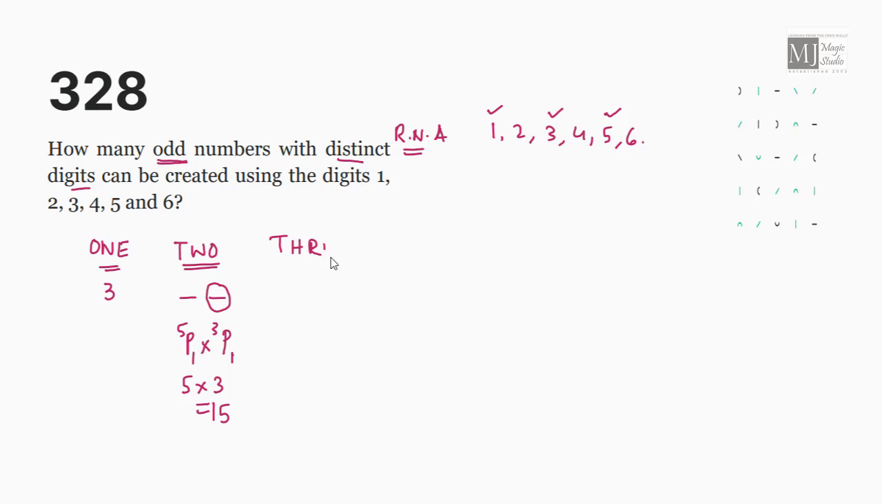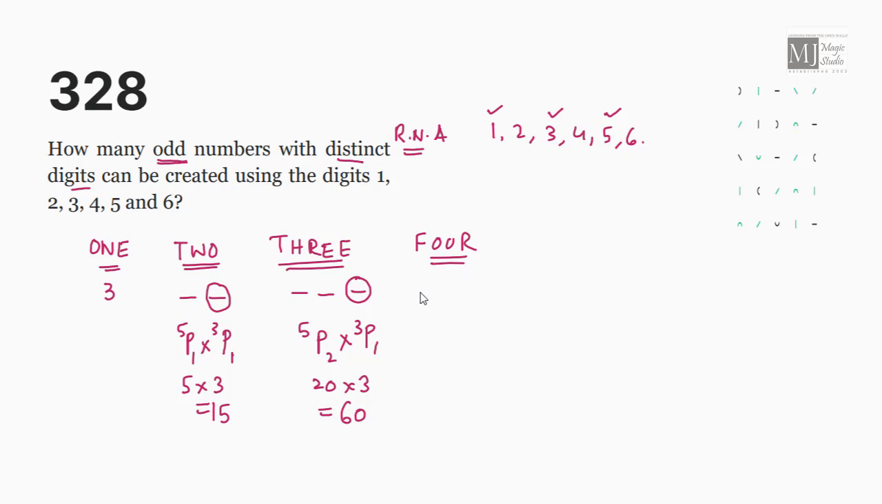3 digit numbers. On similar grounds, we can find the answer. The last digit or unit digit can be taken up by only 3 digits, 1, 3 or 5, in 3p1 ways. The remaining 2 spaces would be occupied by the remaining 5 digits in 5p2 ways. 5p2 is 20 into 3. We can have 60 numbers of 3 digits which are odd.